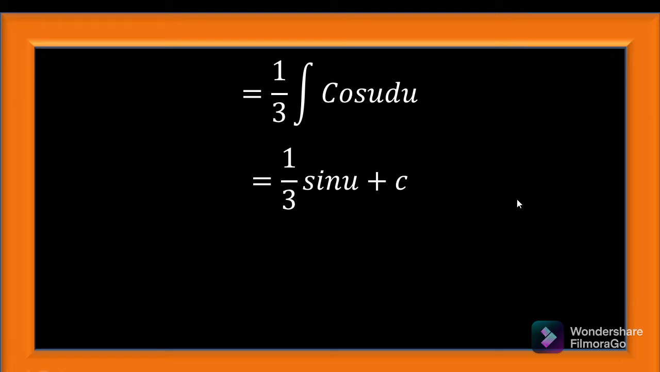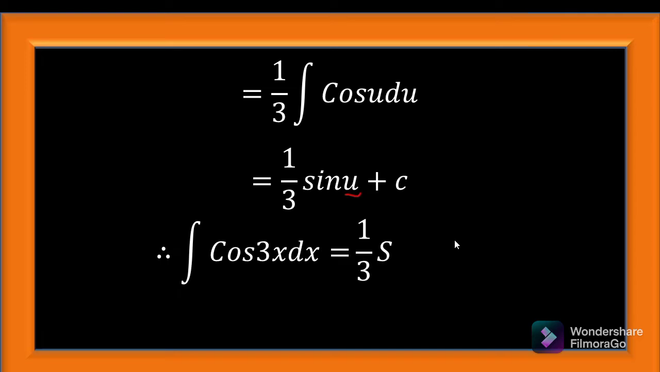But remember, you have to substitute back for the value of u in terms of x. And remember, we called u to be 3x. So we can conclude and say the integral of cos 3x dx is equal to a third sine of 3x plus our constant of integration.